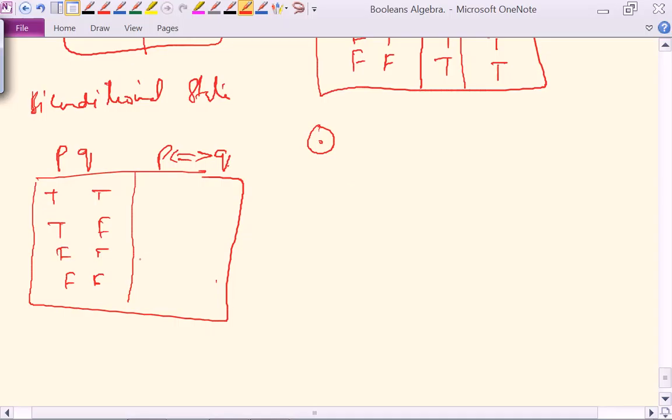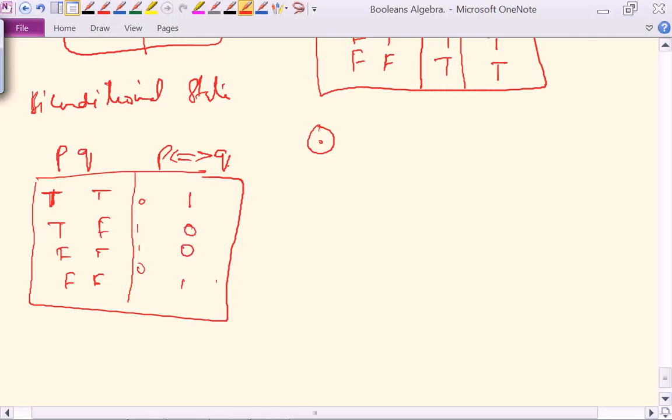For example, in the equivalence, what do we say? First, what will be the XOR? XOR means it will be 1 1 here and 0 0 here. What is the complement of XOR? That means 1 will be here, then 0 0 1. This is the equivalence, right?